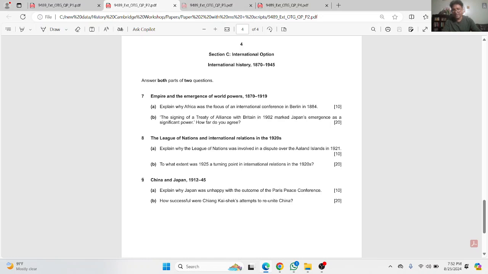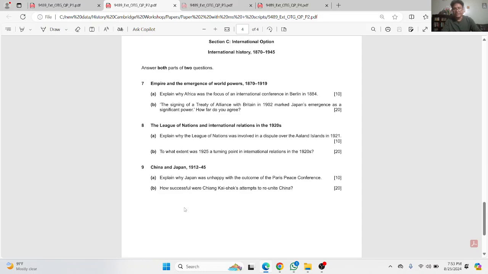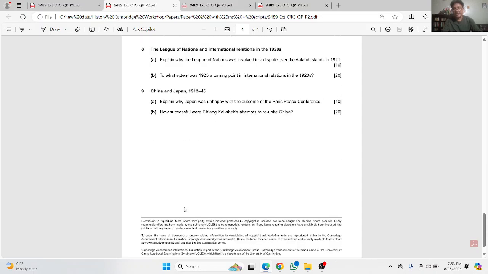Question 9 carries two parts, part A and part B. Part A, a causation question, explain why, carries 10 marks, and part B again a comparison, a question that requires the candidate to show comparison and evaluation all at the same time.